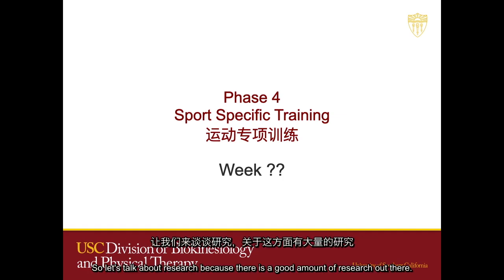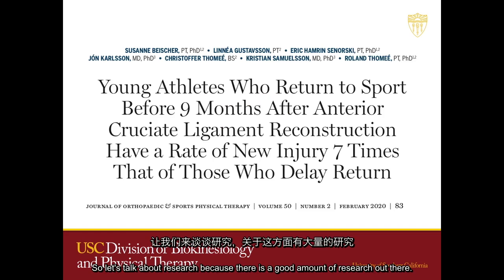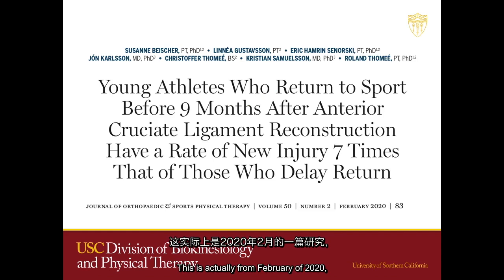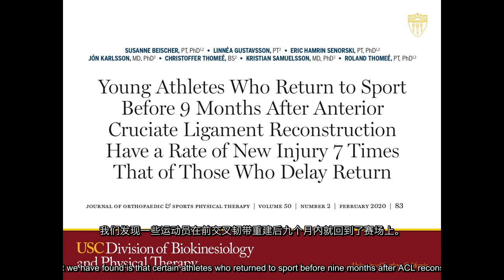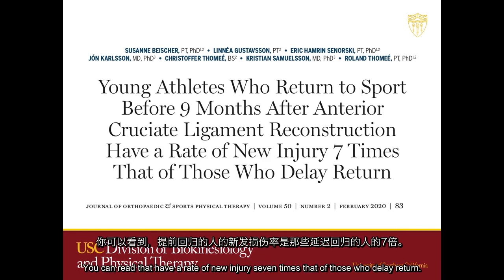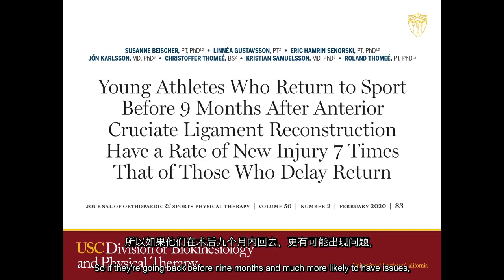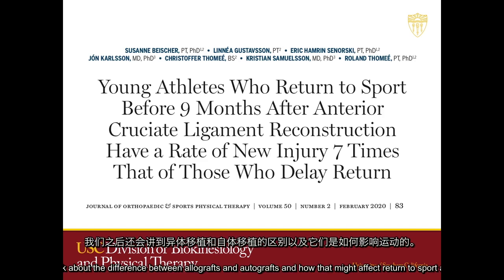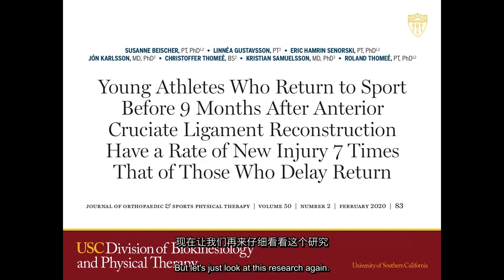So let's talk about research, because there is a good amount of research out there. This is actually from February of 2020. What we have found is that certain athletes who return to sport before 9 months after ACL reconstruction have a rate of new injury 7 times that of those who delay return. So if they're going back before 9 months, we're much more likely to have issues. And we're going to talk about the difference between allograft and autograft and how that might affect return to sport a little bit later. But let's just look at this research.